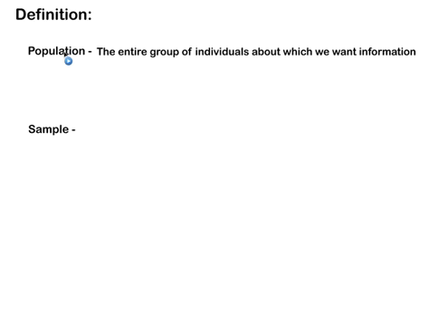In a statistical study, the population is the entire group of individuals about which we want information. So if we were doing a statistical study of the students at East Rutherford and their likelihood to eat in the cafeteria or to bring their lunch, the population would be every student at East Rutherford. This is who we're drawing a conclusion about.